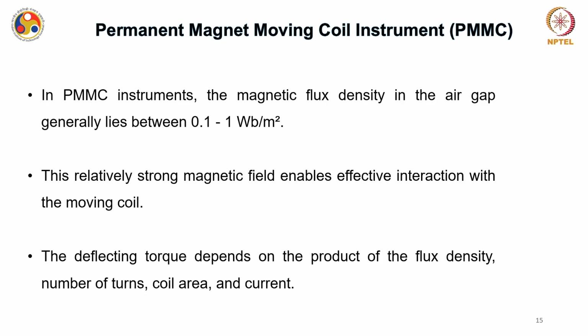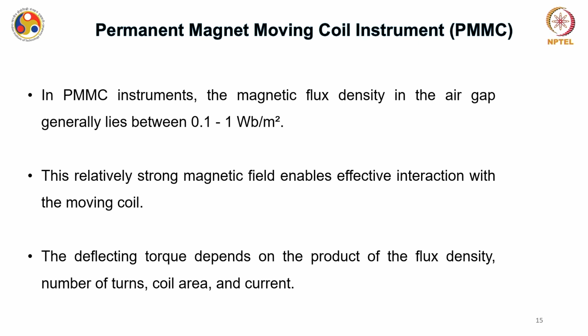In general, the PMMC instrument requires a magnetic flux density, particularly in the air gap, of around 0.1 to 1 Weber per meter square. This is a very strong magnetic field, and this relatively strong magnetic field enables effective interaction with the moving coil, because the more the interaction of the moving coil with the magnetic field, the better is the torque and the better is the deflection of the pointer.